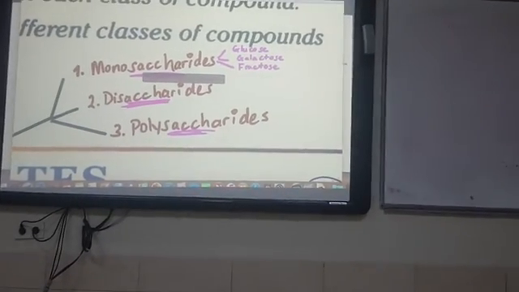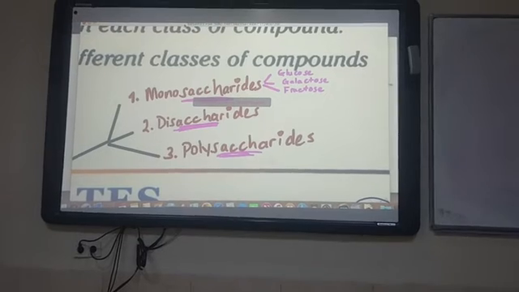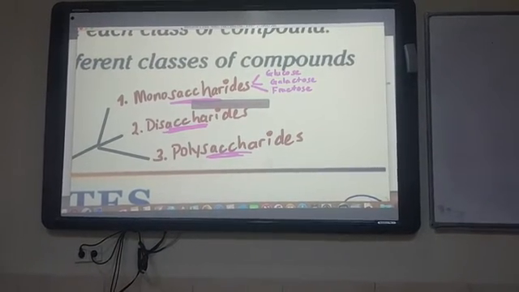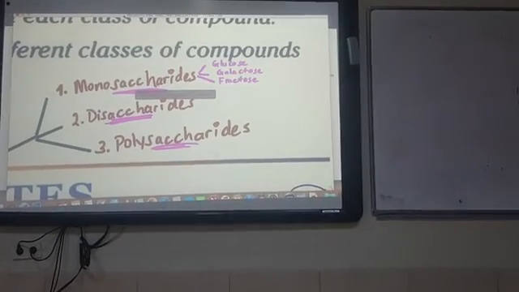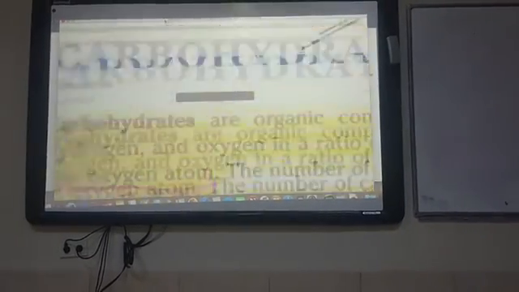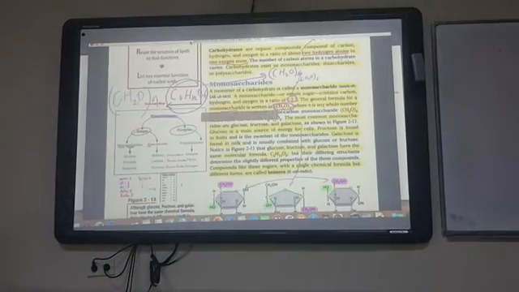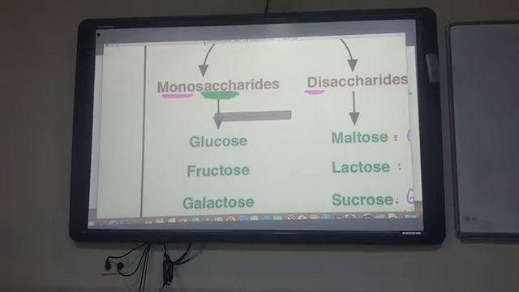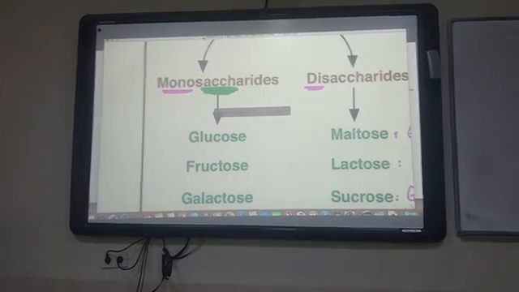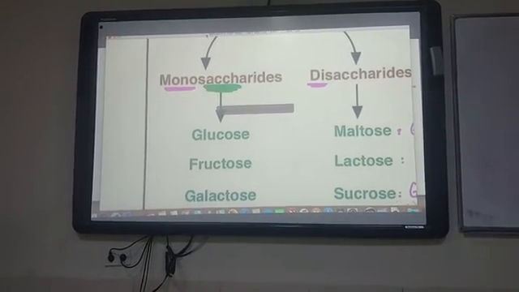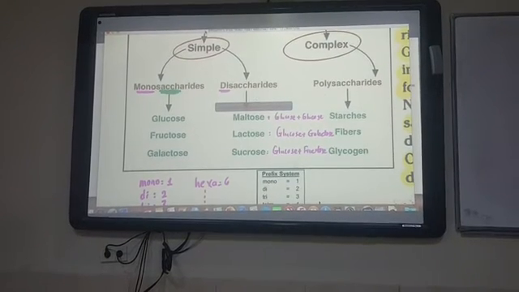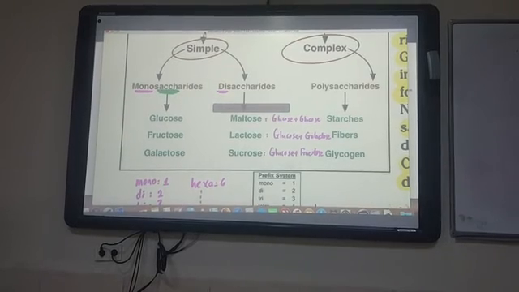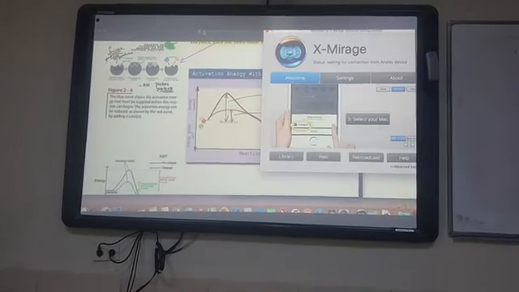Teacher, can we say that? For each group, we have 3 examples. Let's get started with the monosaccharides: glucose, fructose, and galactose. These are monosaccharides, and they are simple sugars. Disaccharides and polysaccharides are made up of monosaccharides. They are the monomers of the carbohydrates.